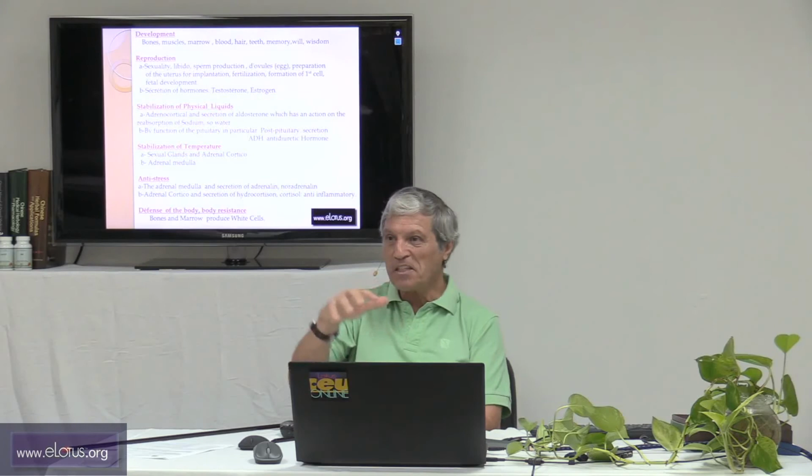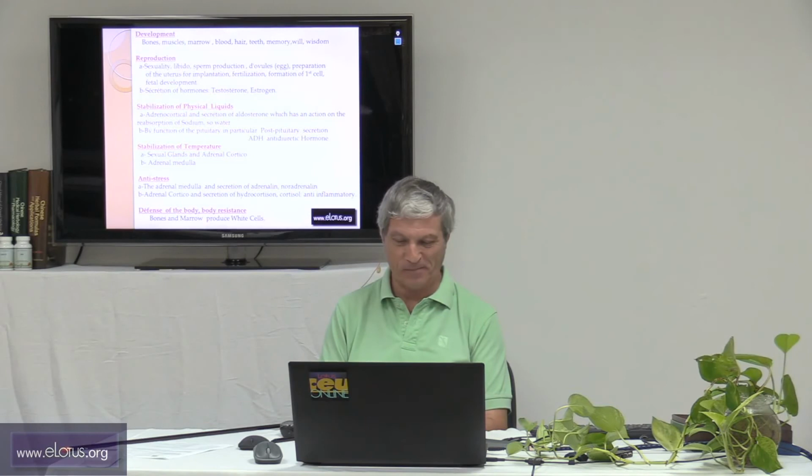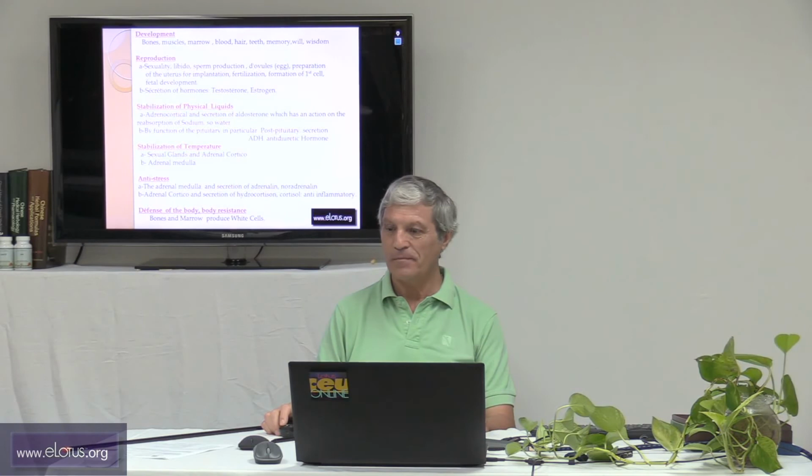If you don't treat, after, many patients are afraid, are stressed. So tonify Qing, the reason why I have no stress, because I treat myself to tonify Qing and water, young water in particular. And the last is defense of the body, body resistance. Bones and marrow belong to the urogenital system and produce white cells. So in case of white cells deficiency, if you tonify Qing, you tonify the production of white cells.